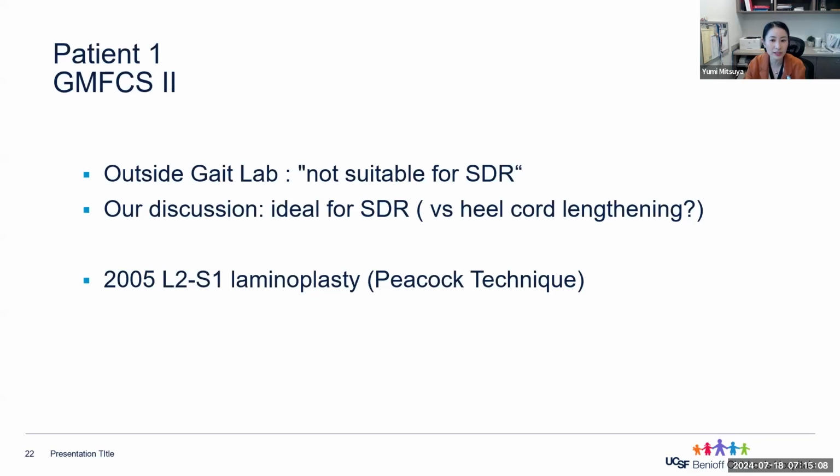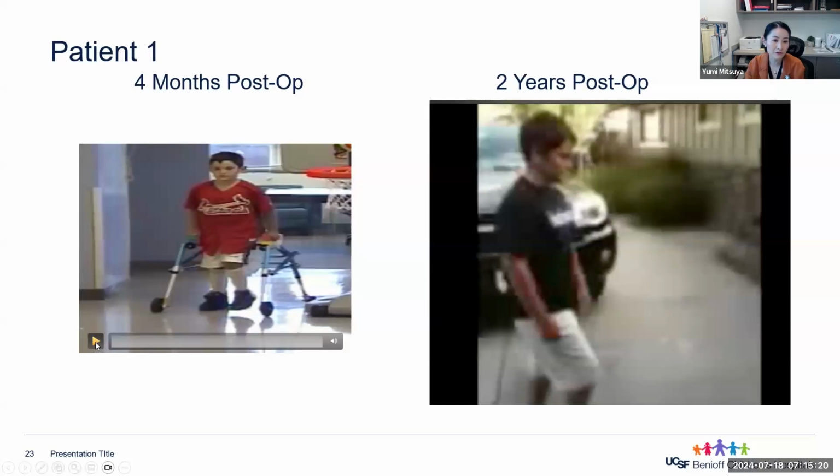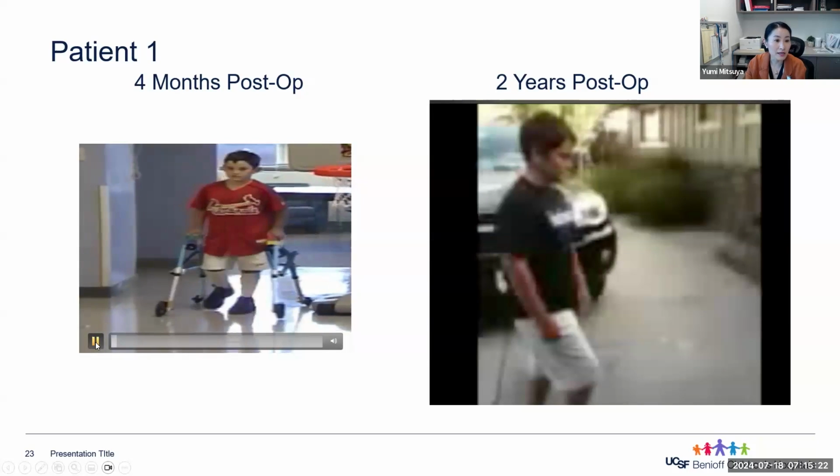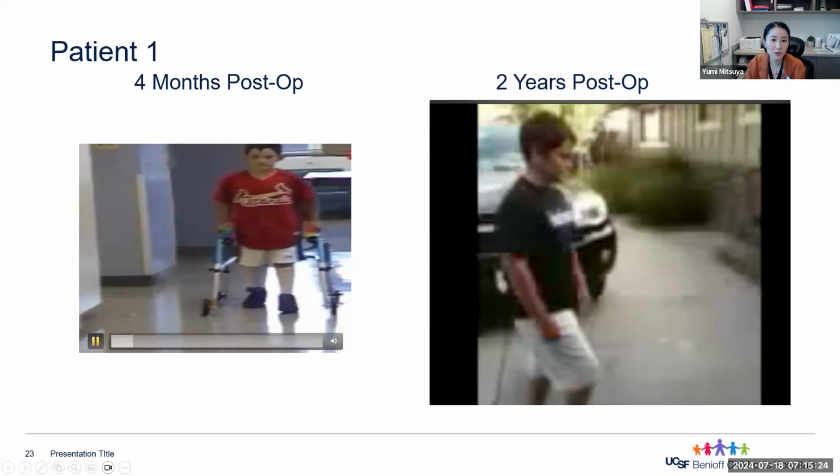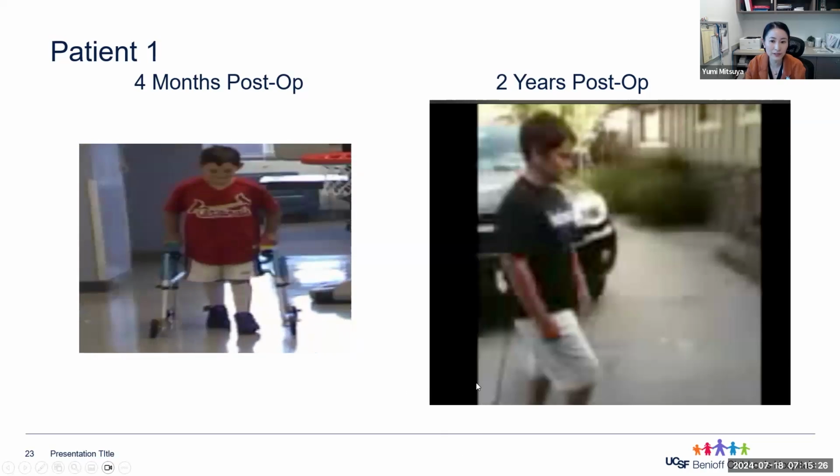The discussion within our team then was whether he would benefit from a heel cord lengthening procedure versus a rhizotomy. With shared decision-making with the family, though, he ultimately underwent an SDR followed by an inpatient intensive rehab course. And this is him on the left, 4 months post-op at an outpatient follow-up visit.